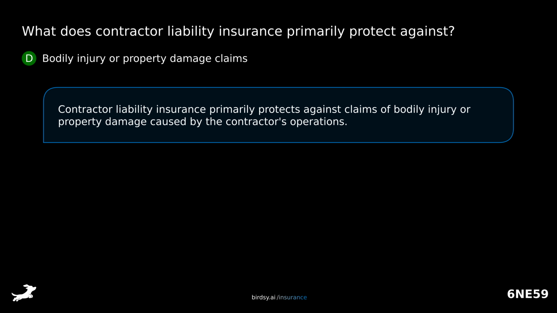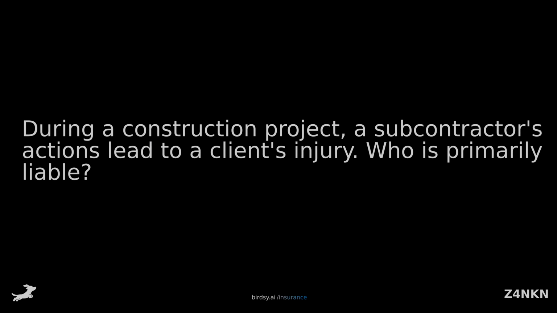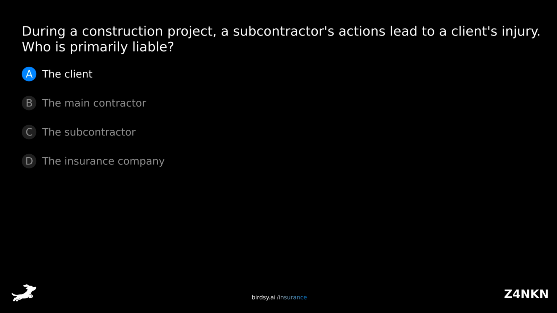Contractor liability insurance primarily protects against claims of bodily injury or property damage caused by the contractor's operations. During a construction project, a subcontractor's actions lead to a client's injury. Who is primarily liable? Is it A, the client, B, the main contractor, C, the subcontractor, or D, the insurance company? The answer is C, the subcontractor.